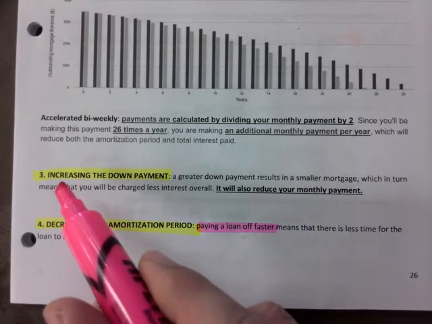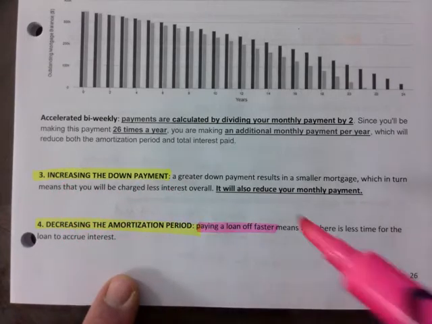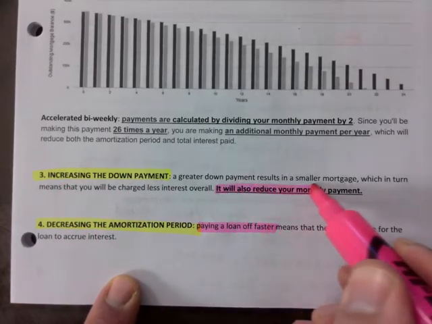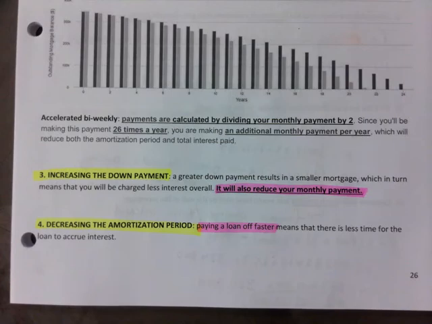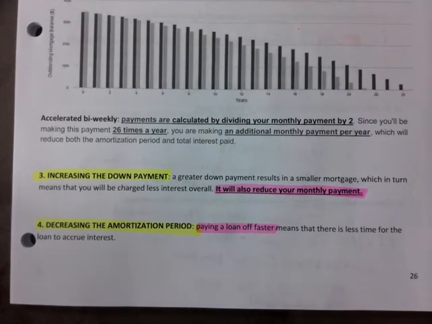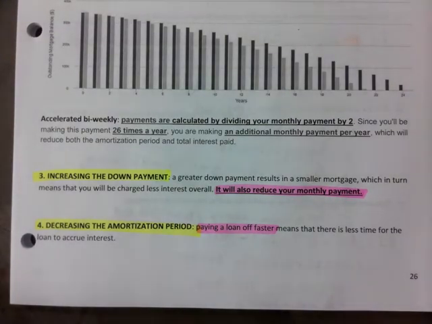And there's also a positive side effect of increasing your down payment. It will also reduce your monthly payment. If you pay off more, you pay less a month to begin with, right? So not only do you save on interest, you also get to have a bit more cash every month. And we all know how important it is to have cash at the end of the month, especially with inflation going crazy.